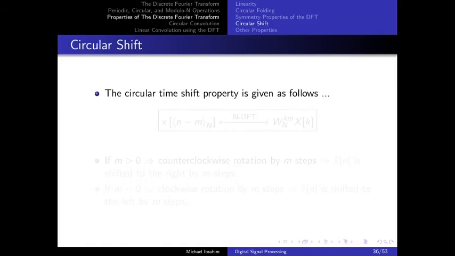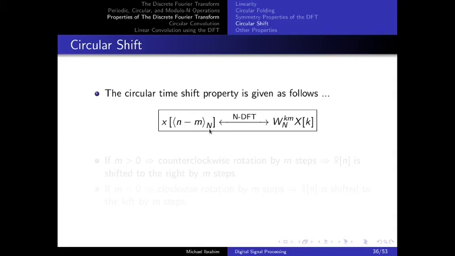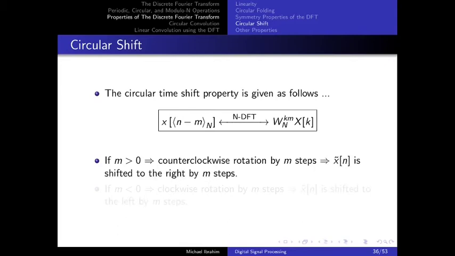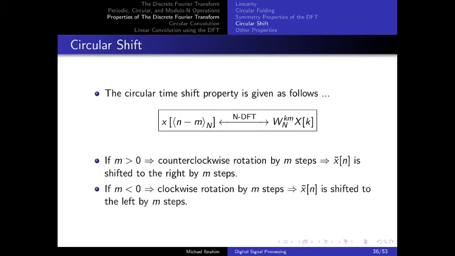And the property simply says that if you do a circular shift in time domain, x of n minus m modulo n, you will get the same x of k multiplied by wn to the power km, where m is the shift we have. I will leave it to you guys to verify this property in MATLAB. Of course, if m is larger than 0, we'll be shifting x tilde to the right, or circularly we will be shifting counterclockwise. And if m is less than 0, we'll be shifting clockwise, or we'll be shifting x tilde to the left.